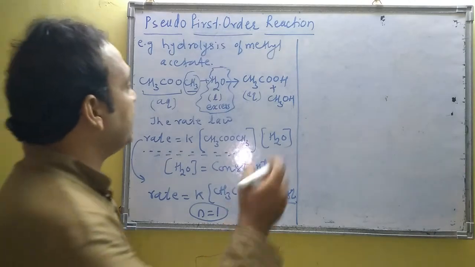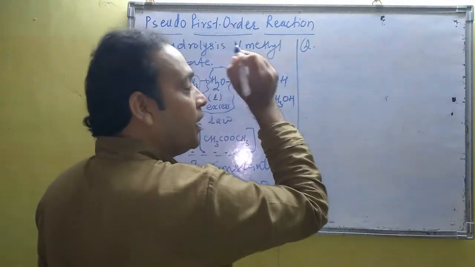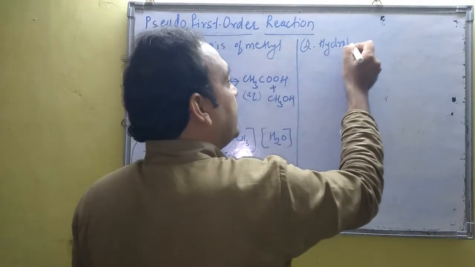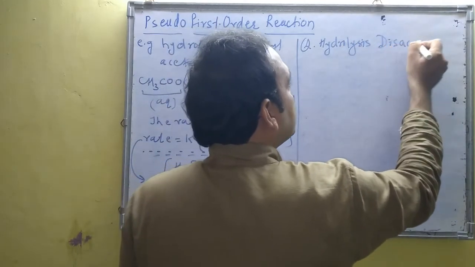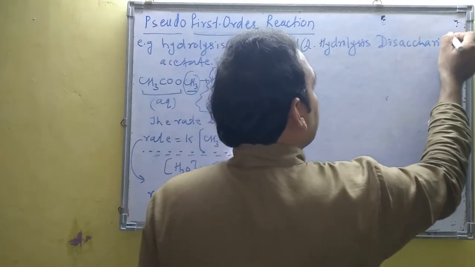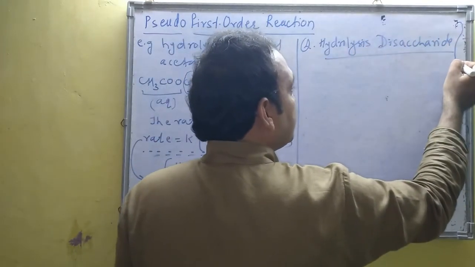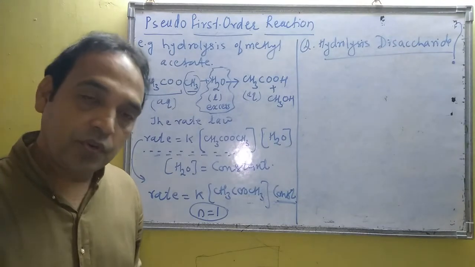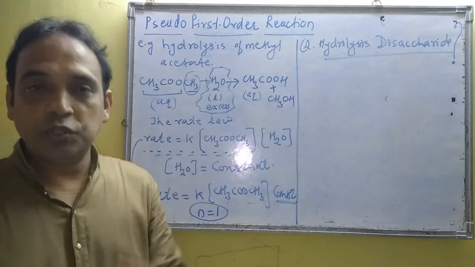Now student, the next homework question is given to you. Hydrolysis of sugar cane sugar, or disaccharide. Hydrolysis of disaccharide is a first order reaction, a pseudo first order reaction. Now this is the question.